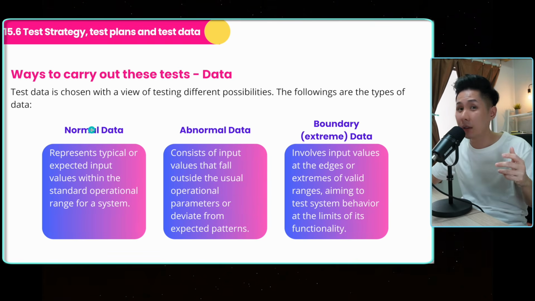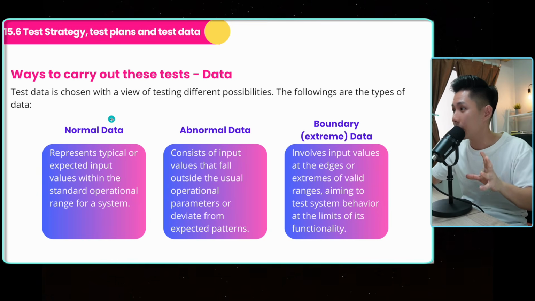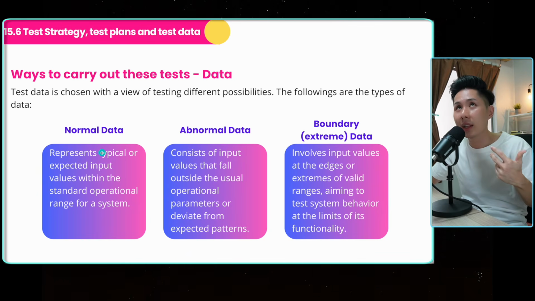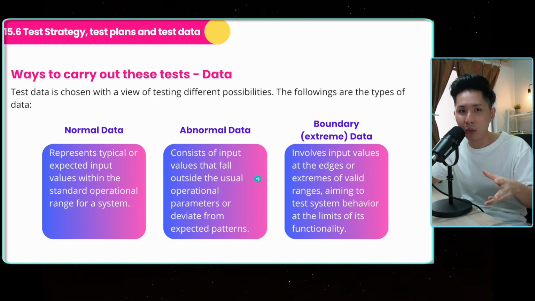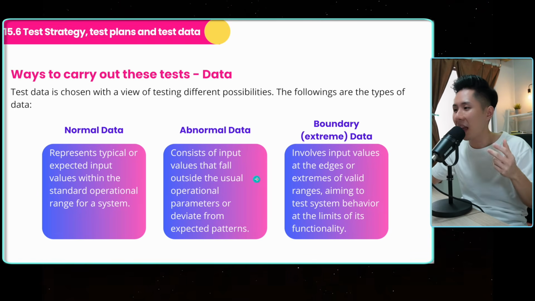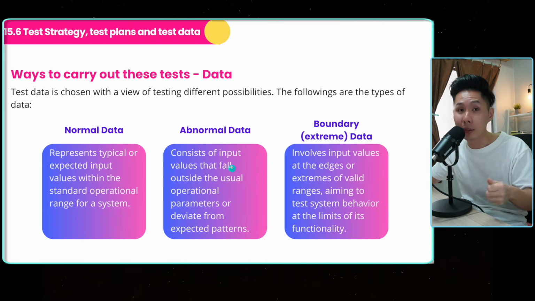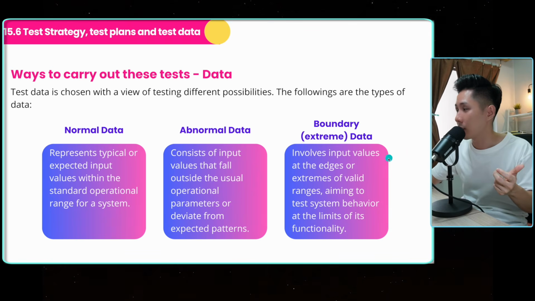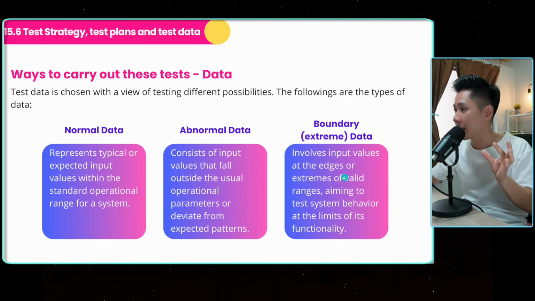So there are a few ways to carry out this test. First way is using data. There are different types of data that we have gone through just now. First one is normal data. Like what is the normal typical data that the program will receive? Abnormal, as implied by the name, is data that is not supposed to be input by the user. Boundary, meaning input value at the edges or extreme of valid ranges.